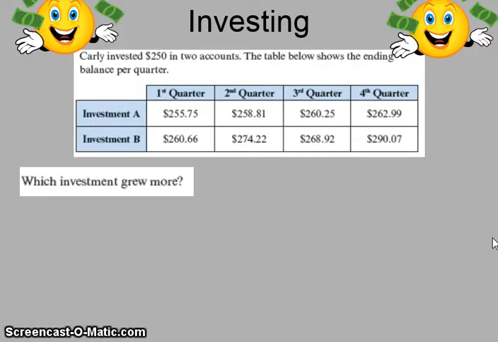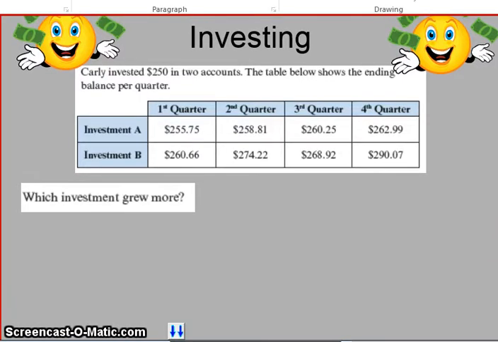Our final example is on investing. It says Carly invested $250 in 2 accounts. The table below shows the ending balance per quarter. We need to know, first of all, which investment grew more overall. In order to figure that out, we have to look at each investment and its total for the 4th quarter and subtract the original amount that she invested. And this tells us that she originally invested $250 in each of those accounts.